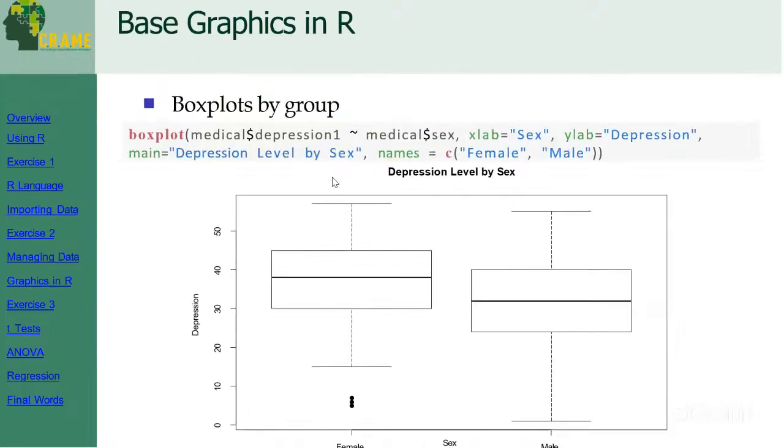If I need to see the box plot by the groups, by the males and females, what do you see? What can you conclude here with the names male and female? Depression in the male and depression in the female. This is the code which you can use to generate these two box plots. What do you conclude with this?